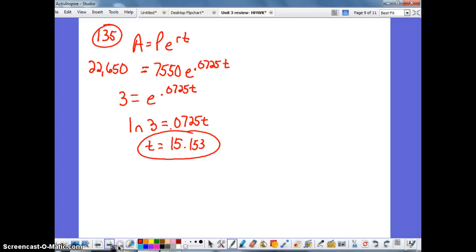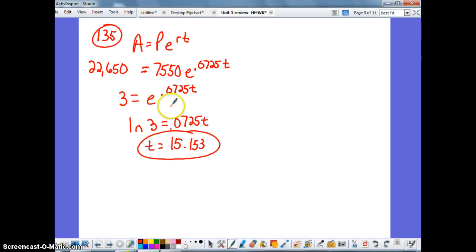So 135, it says it's compounded continuously, so that's the PERT. All right, it says how long will it take for it to triple. So it gave you 7550. You multiply that by 3, and that's where the 226650 came from. All right, the interest rate is 7.25, so that's where the 0.0725 comes from. Divide by the 7550, you get 3.